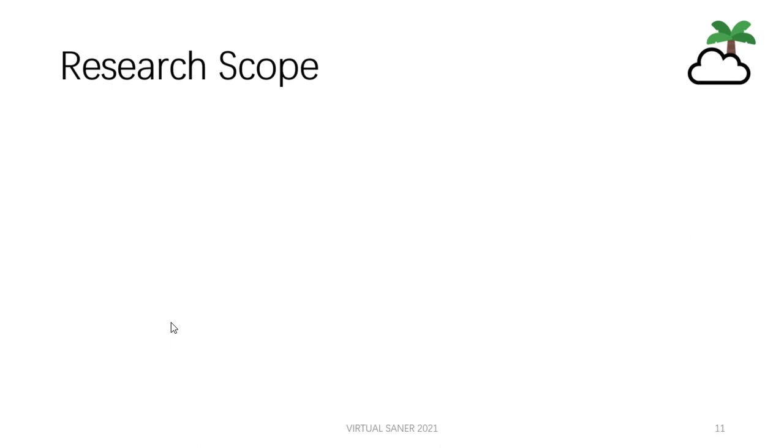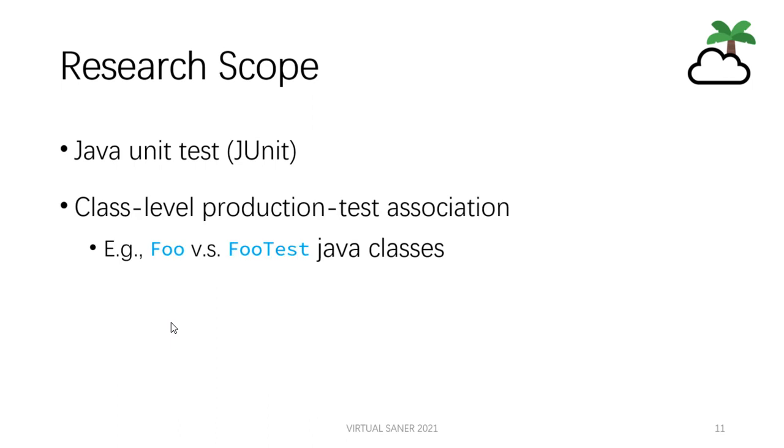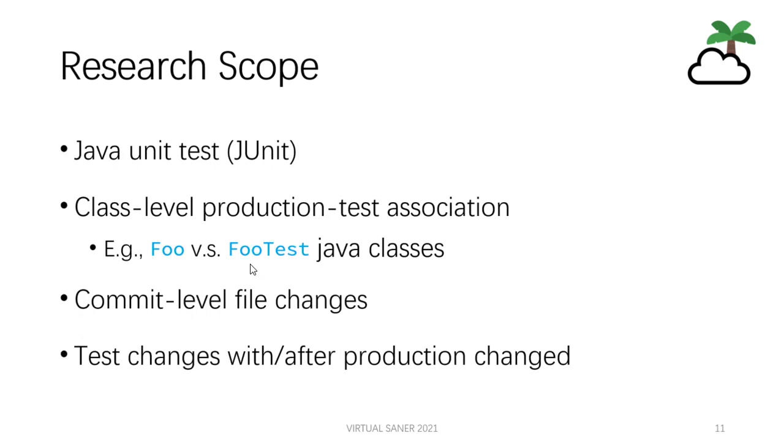Here I constrain our research scope. First, we focus on unit tests, and we associate test and production at the class level using the Java class naming convention. For example, if there is a production class named Foo, there will be a test class named FooTest. Unlike previous studies which focused on release level changes, we focus on commit level file changes. And last, we assume all test changes are committed with or after the production change, but not before it.